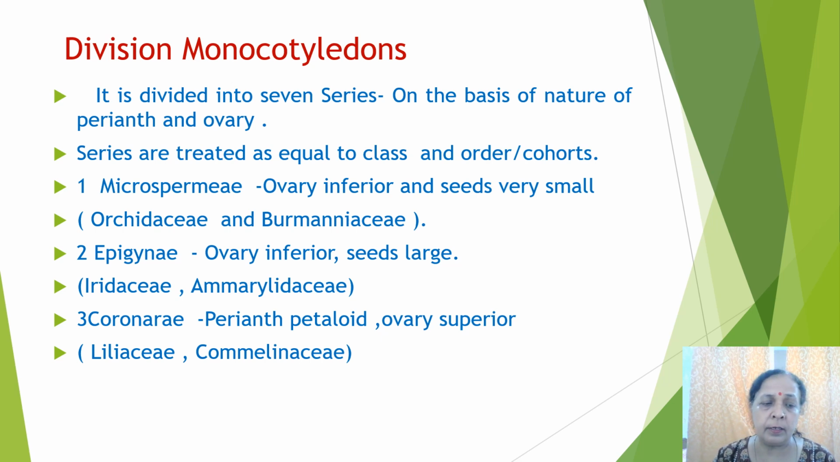And the third series is Coronarieae, where the perianth is petaloid, ovary superior. The series consists of two families, Liliaceae and Commelinaceae.